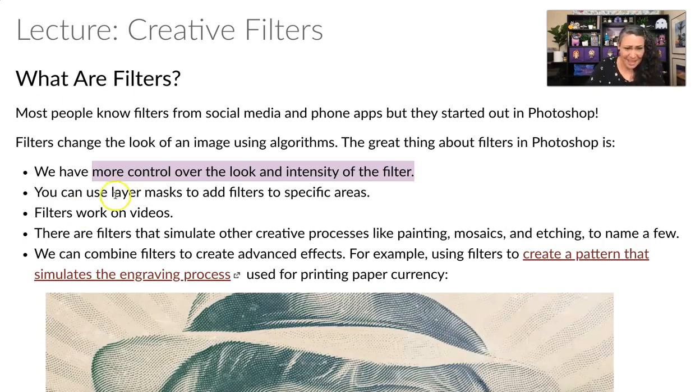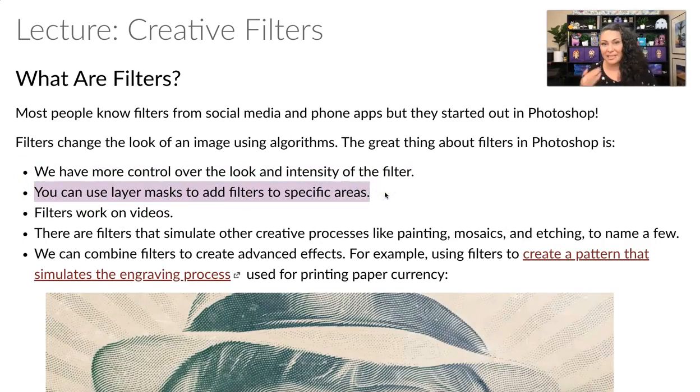So let's keep going. You can use layer masks to add filters to specific areas. So instead of just being like, okay, filter on the whole image, you can decide, okay, I want this filter on this part of the image, this filter on the other part of the image. It just opens up a whole bunch of different possibilities.